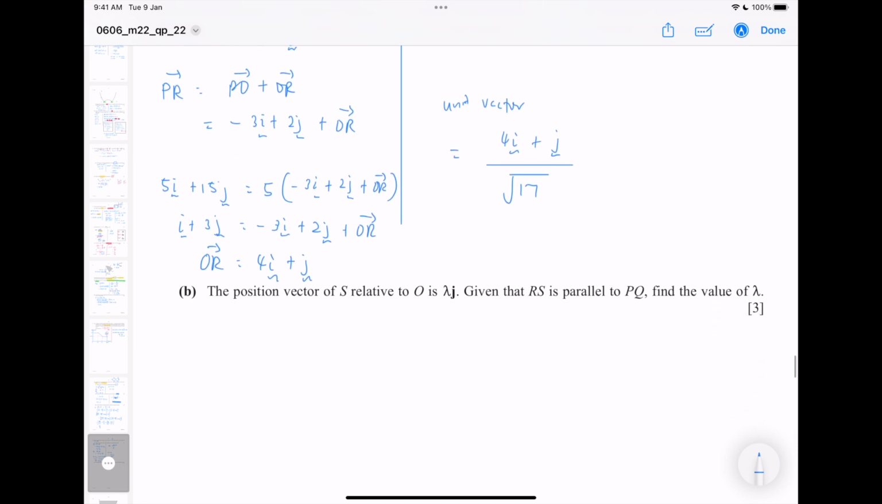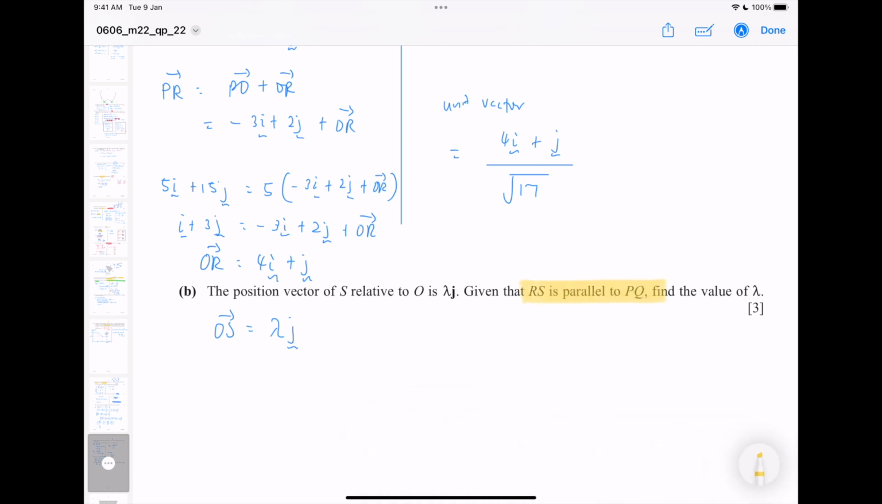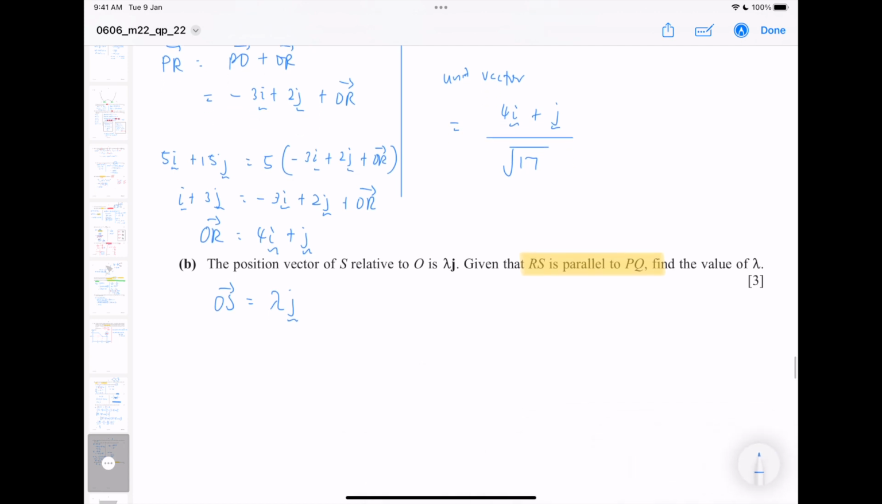Position vector of S relative to O. S relative to O is just OS, so OS is lambda j. Given that RS is parallel to PQ, very important information. In vectors, all these parallels are especially important. Find the value of lambda. Let's get RS. RS is just RO plus OS, which we already have. RO is the opposite, so it's going to be minus 4i minus j plus lambda.